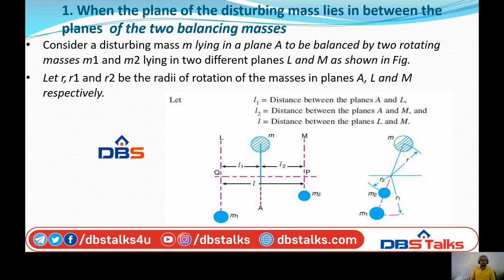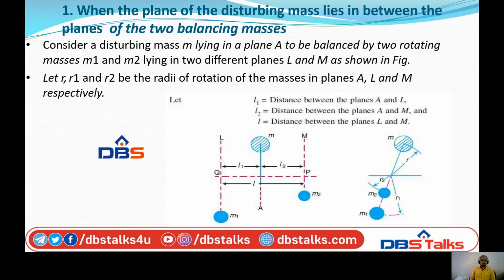Consider a disturbing mass M which is lying on a plane to be balanced by two rotating masses M1 and M2 which are lying in two different planes L and M. If you see in the diagram, L and M are the different planes and the rotating mass M is to be kept in between these two planes L and M.